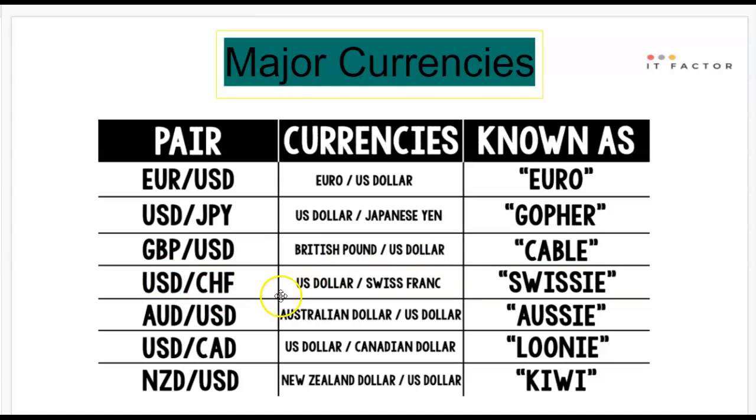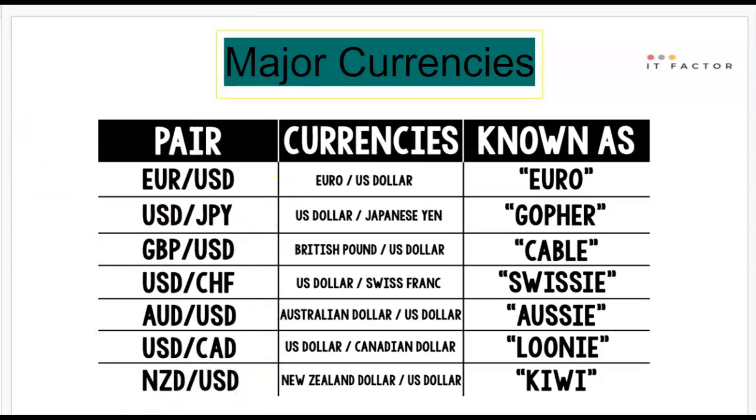USD CHF for US dollar, Swiss franc. AUD USD, Australian dollar, US dollar. USD CAD is for US dollar and Canadian dollar. And the last one is NZD USD for New Zealand dollar and US dollar. Okay, so these pairs you will see more commonly traded by traders, banks, central banks, and corporations, okay?